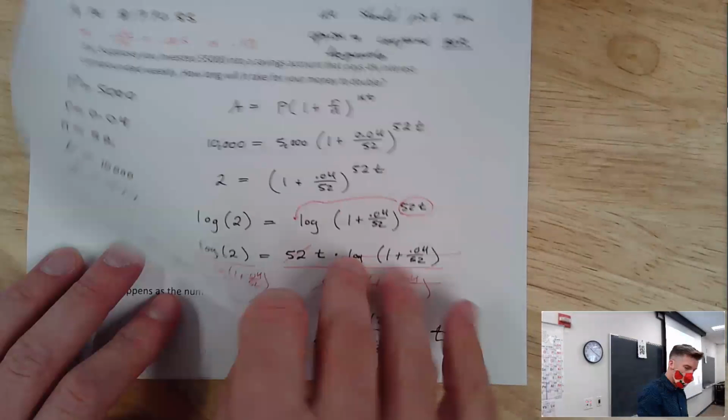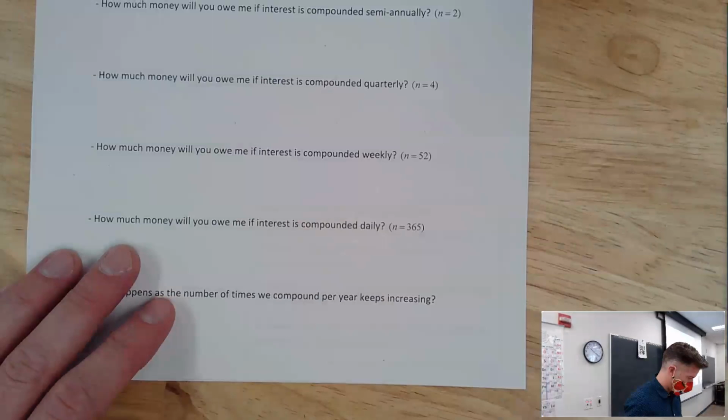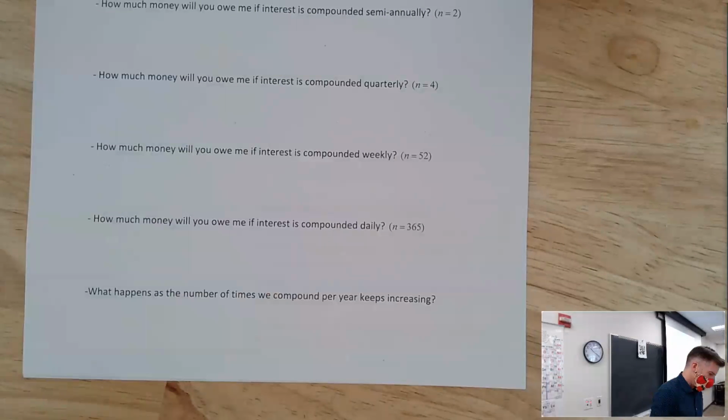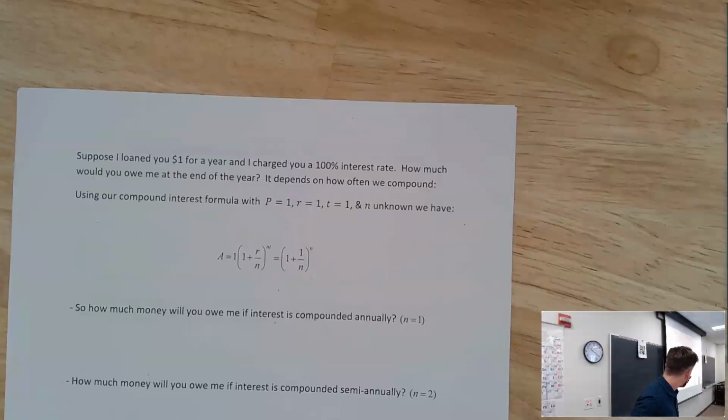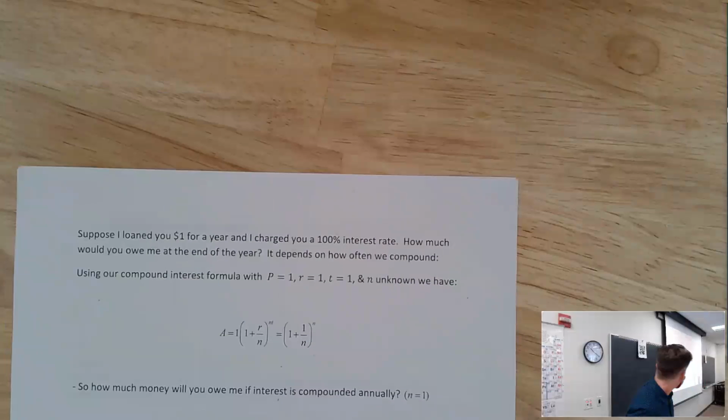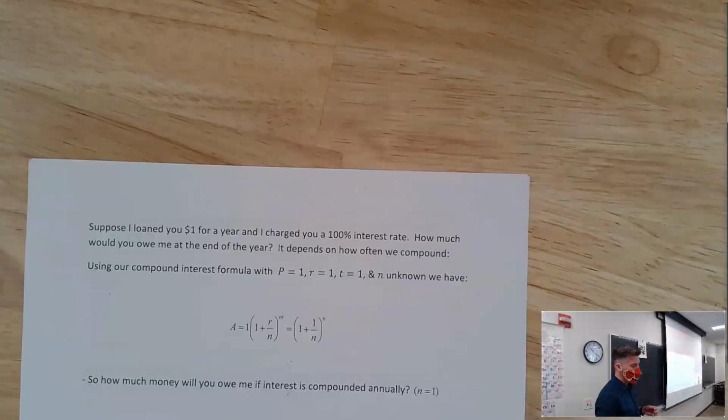All right. Now for something fun. So let's start with this. You can write down as little or as much of this as you want. It's more of an exercise to show you something about a particular number. Suppose I loaned you $1 whole for a year. What a nice guy I am. Well, not that nice. I charge you 100% interest. So, all right. How much would you owe me at the end of the year?